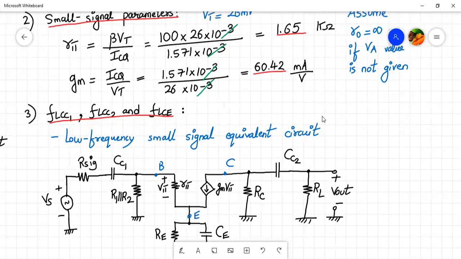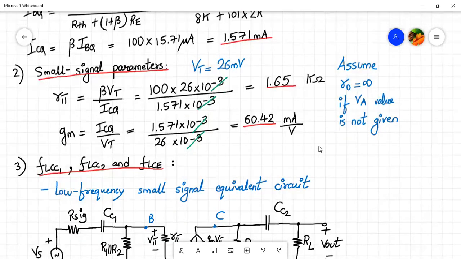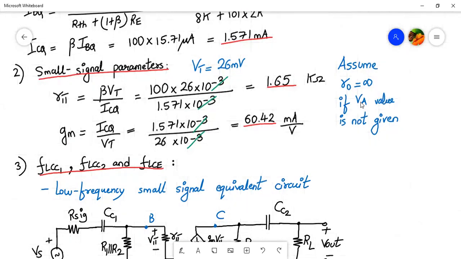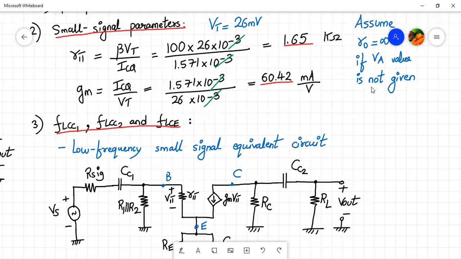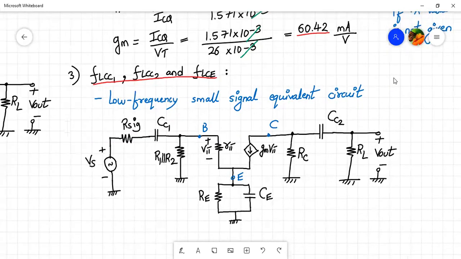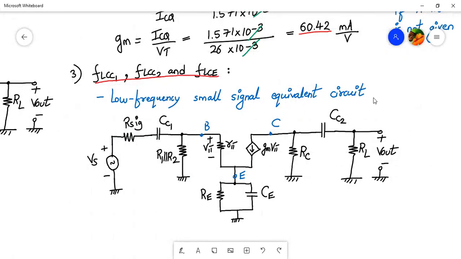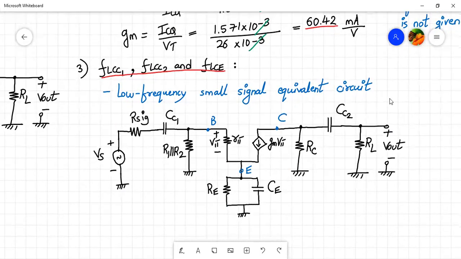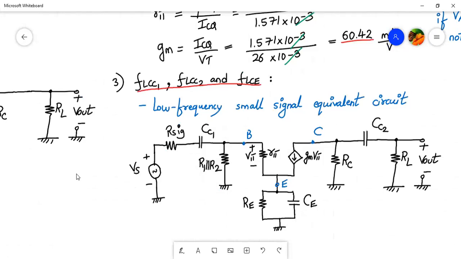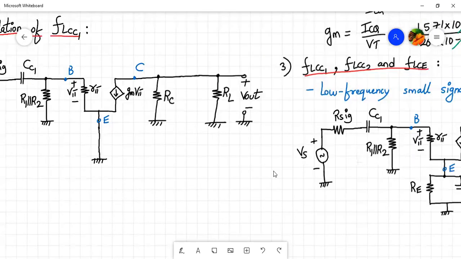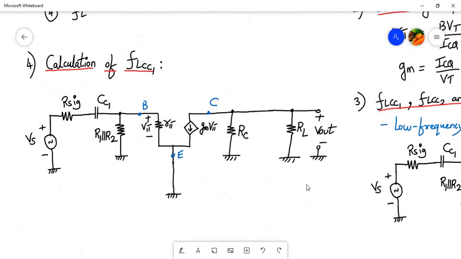And we assumed RO value as infinite because VA, the Early voltage value, is not given. And when we came to this part, that is drawing the low frequency small signal equivalent circuit, last time we stopped over here. So let's begin and find out the individual cutoff frequencies, FL of CC1, FL of CC2 and FL of CE.